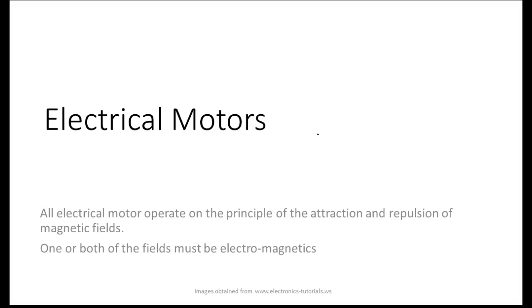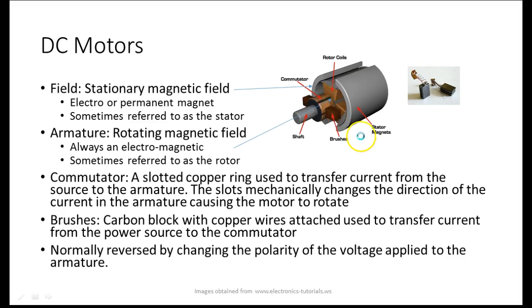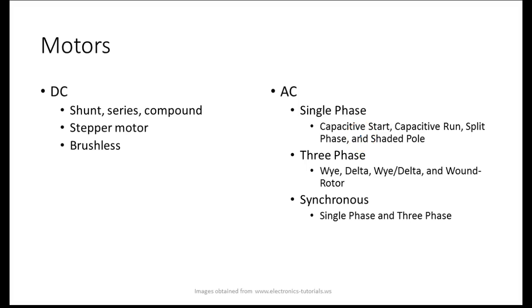DC motors, what types of DC motors do we have? Stepper, which is toward the end. We want the basic DC motor. Those are the types of DC motors: shunt, separately excited, series, compound. So we have shunt, series, compound. We have separately excited, which I need to make sure I put up here. We have stepper motors and we have brushless motors.